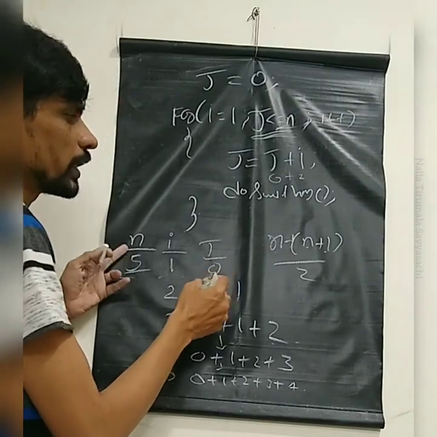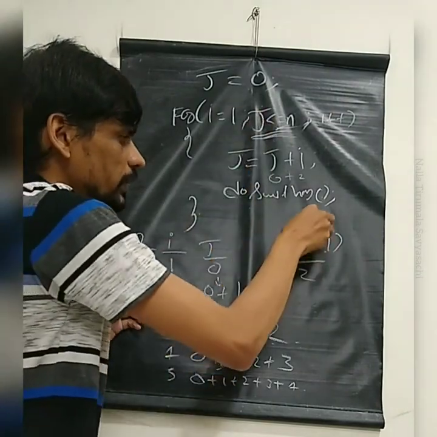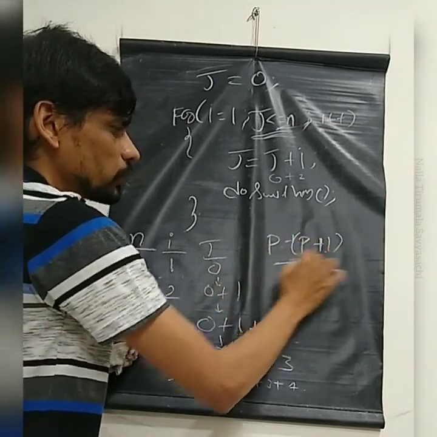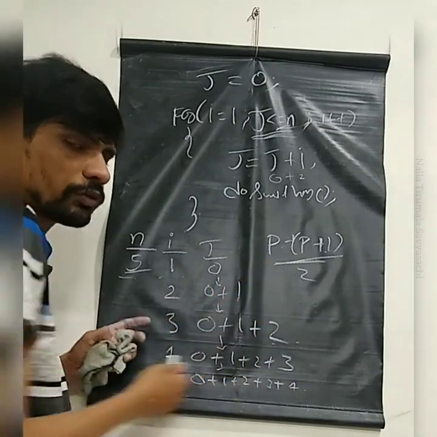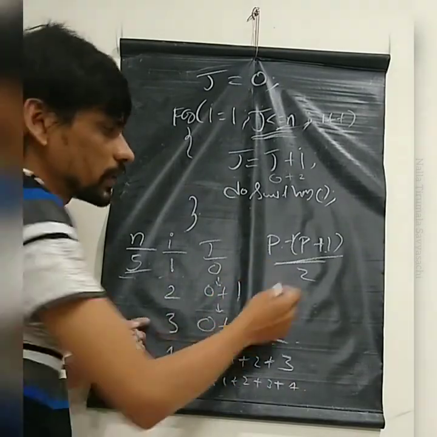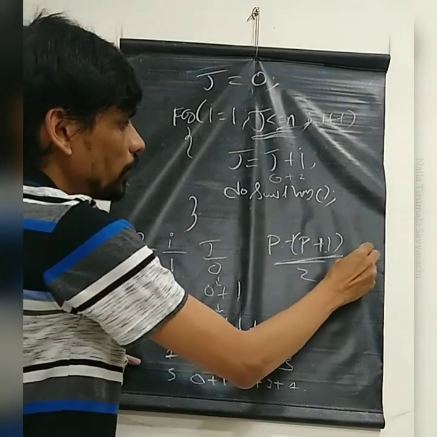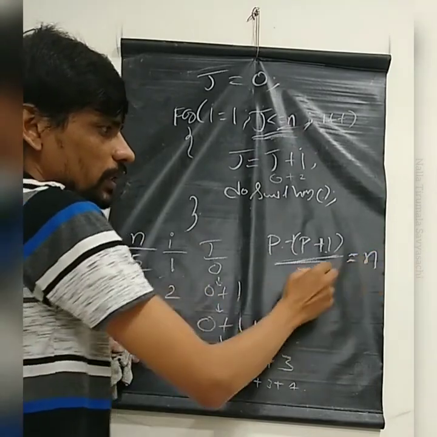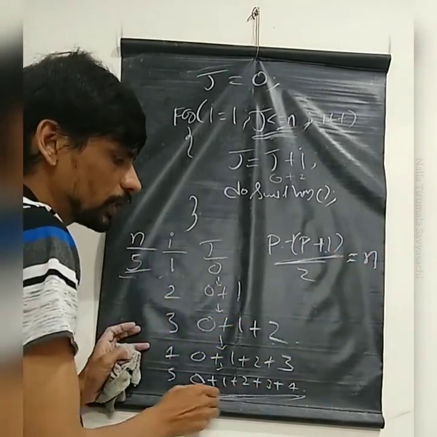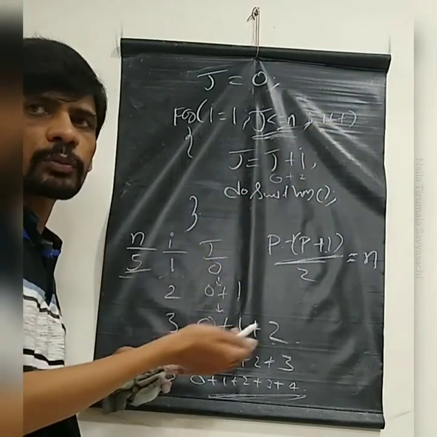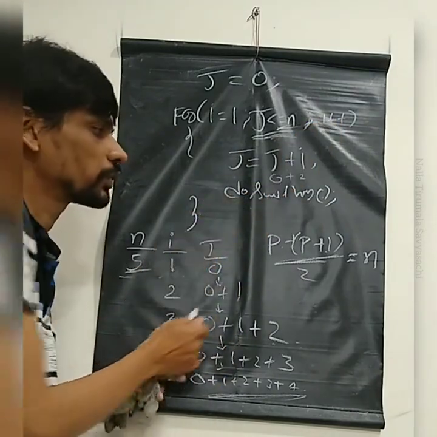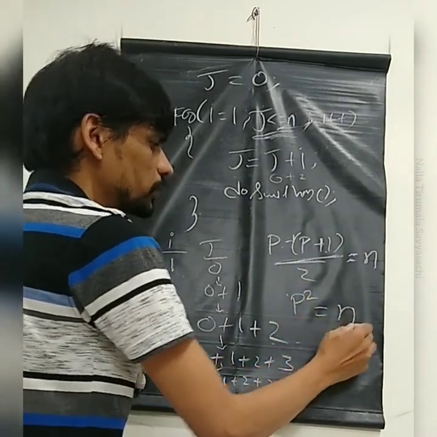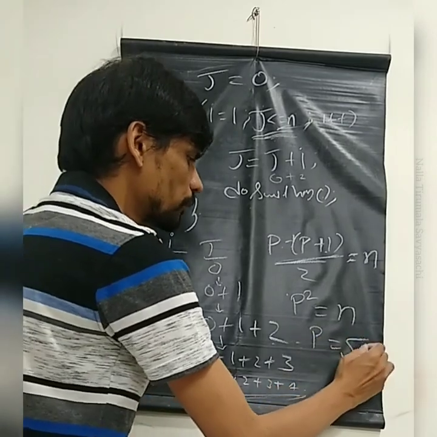So already we used n for this input. Let's make this another value, p. Just imagine p multiplied by p plus 1 by 2. So this is the formula for adding the numbers, right? p into p plus 1 by 2, up to what? Up to breaking this condition, to make this equal to n. So once this sum value becomes n, from next onwards it won't execute, right? So this is p square equals n. So p can be root n.